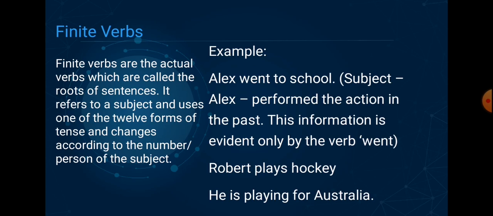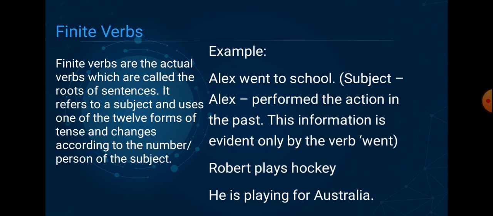For example, in present simple tense we use the first form of verb. In present continuous tense we use the ing form of verb. In present perfect tense we use the third form of action verb. So these are called finite verbs. Simply, when we use verbs in tenses, we call them finite verbs.